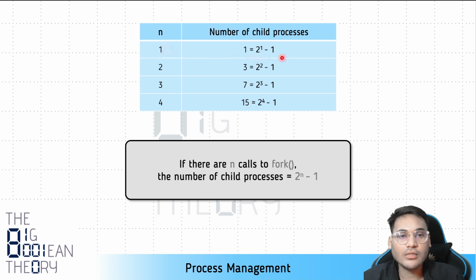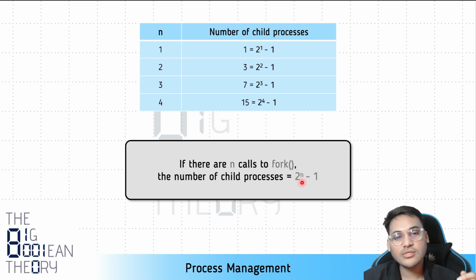For 1, we had the number of child processes as 2 to the power 1 minus 1, which is 1. For 2, we have 2 to the power 2, which is 4, minus 1, 3, and so on, right? So there is a formula that we can derive from this. If there are n calls to fork, the number of child processes is 2 raised to the power n minus 1, right? So why is this 2 raised to n coming?